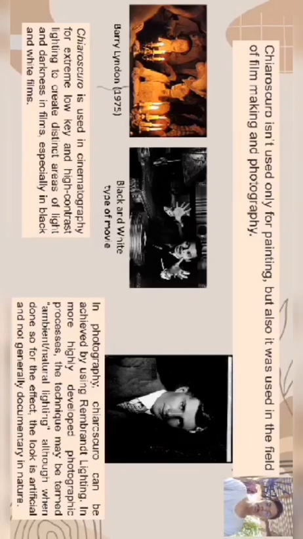In photography, chiaroscuro can be achieved by using Rembrandt lighting. In more highly developed photographic processes, the technique may be termed ambient or natural lighting, although when done so for the effect, the look is artificial and not generally documentary in nature. In photography, the chiaroscuro lighting technique can be defined as high contrast lighting. You can use the extremes of dark and light to create an arresting image. It can be used in color or black and white photography.